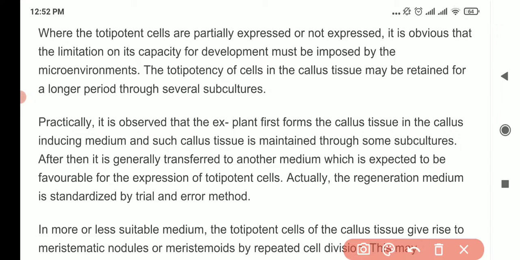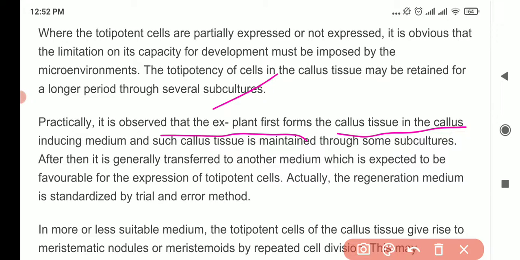Where were we? Subculturing is done. Then you can observe that the plant first forms the callus tissue. Let me read again. You can observe that we will get the callus first, from whatever tissue you brought. And then if you want to maintain the callus, you have to subculture in the appropriate microenvironment.